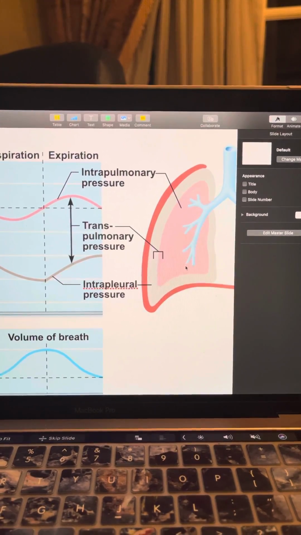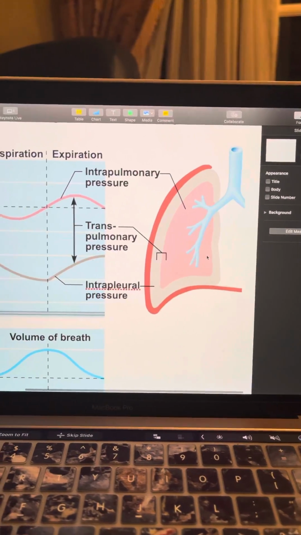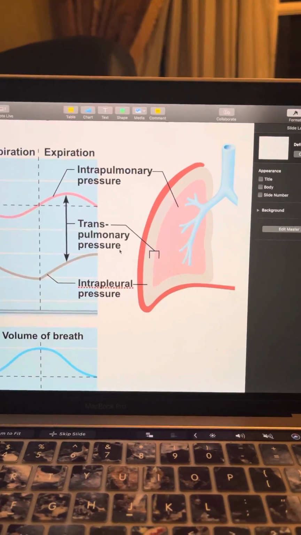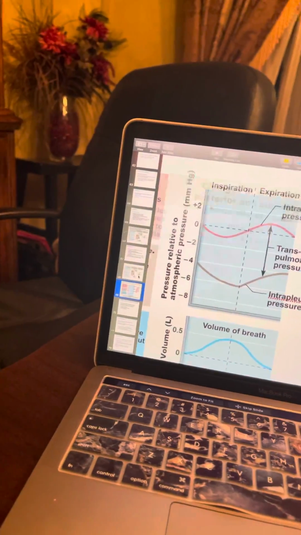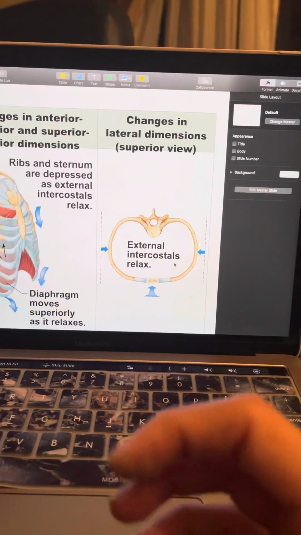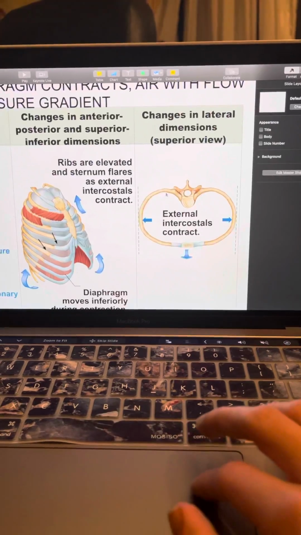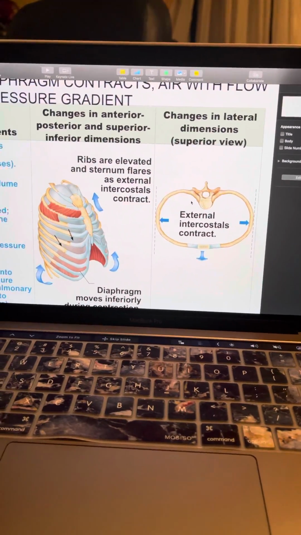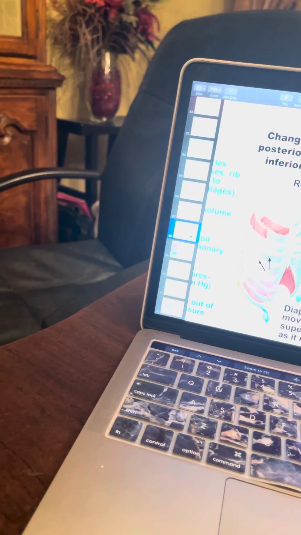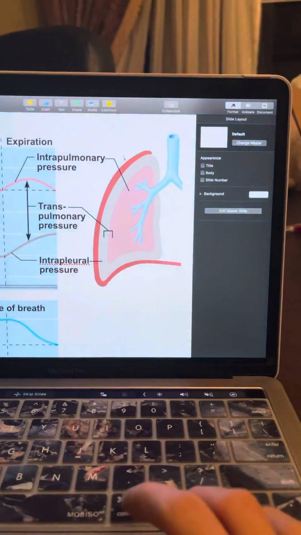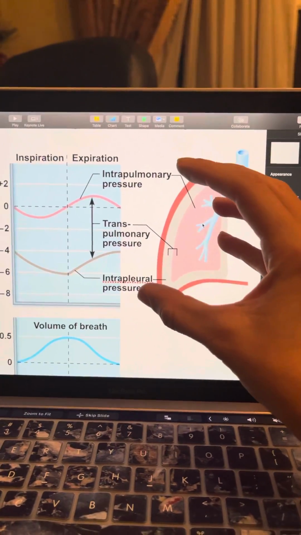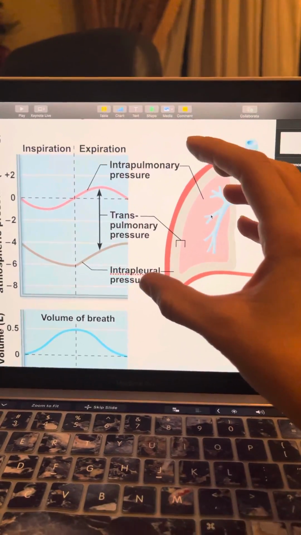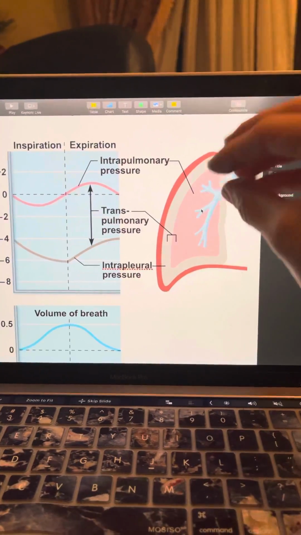So the reason why we are able to maintain transpulmonary pressure and not have a collapsed lung is because our external intercostals are able to expand. I think this is the right picture. They're able to expand while air and volume comes in. And if that was not able to happen, just imagine your ribs not being able to move. This would try to fill up the space. It's going to pop because it can't go anywhere, and then you're going to end up with a collapsed lung.